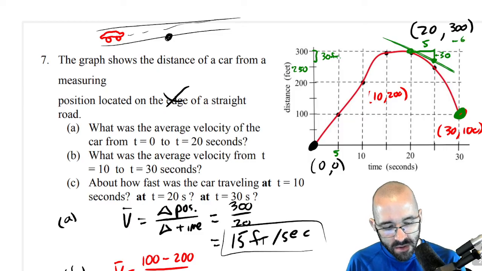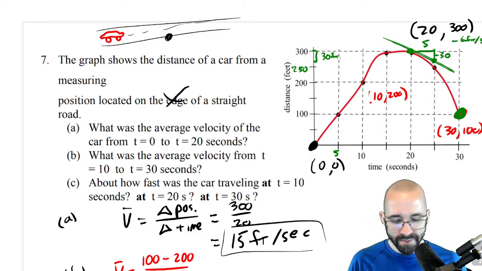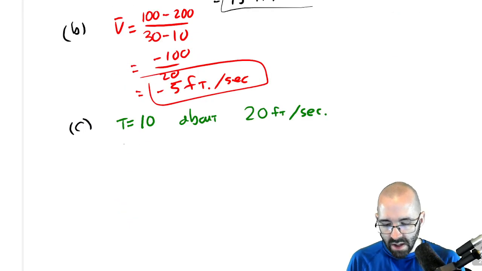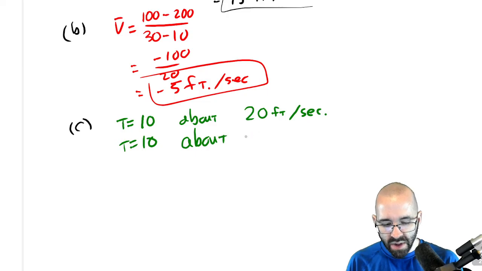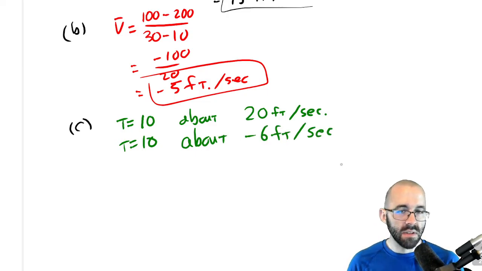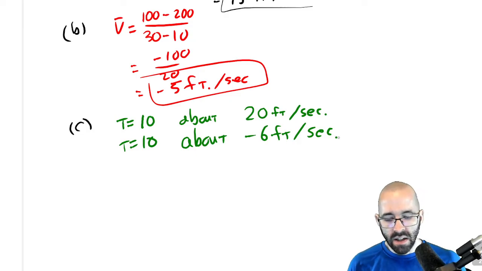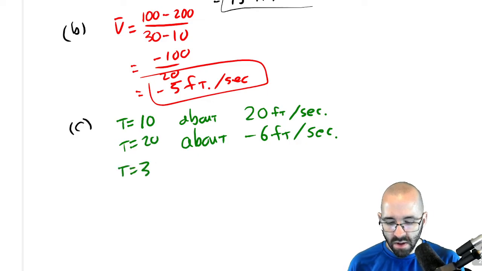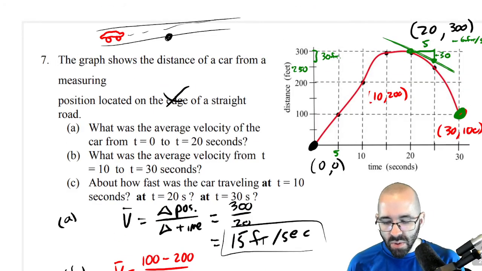Okay. Could be our slope here. So at t equals 20, maybe about -6 feet per second. We're going backwards or getting closer to the thing. Again, your answer could be different. And the last one wants to know about at 30.